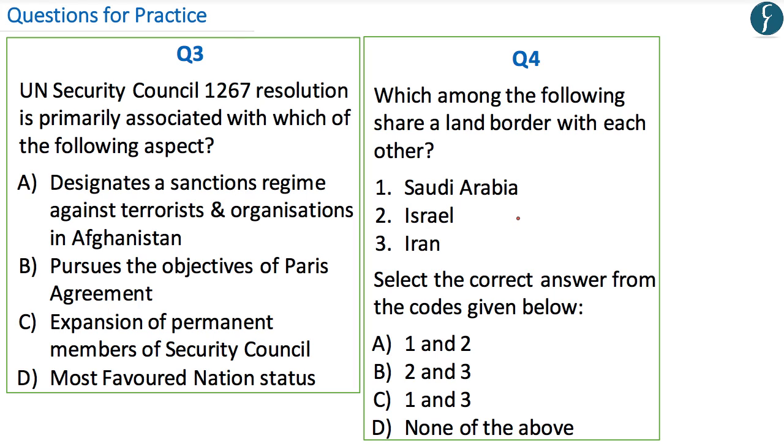Now question 4 reads, which among the following share a land border with each other? Whereby there are 3 options. First is Saudi Arabia, second is Israel, and third is Iran. And as you already understand, what you need to do is pause this video, solve both of these questions, and wait for 5 seconds for the correct answer.